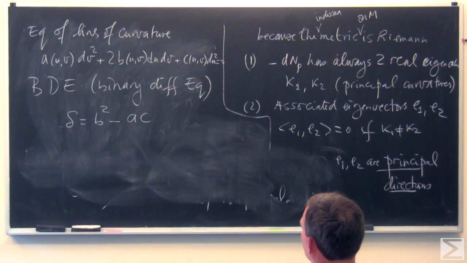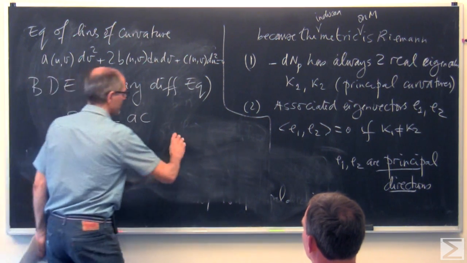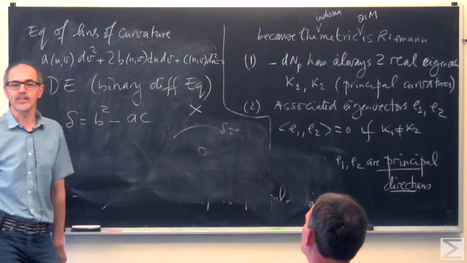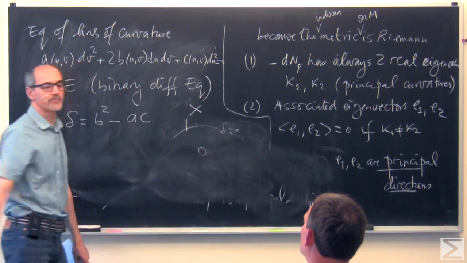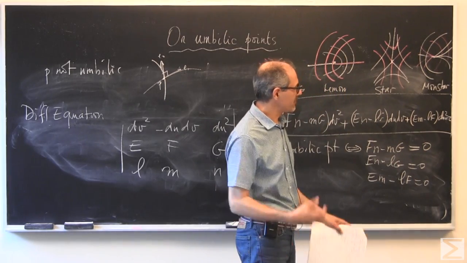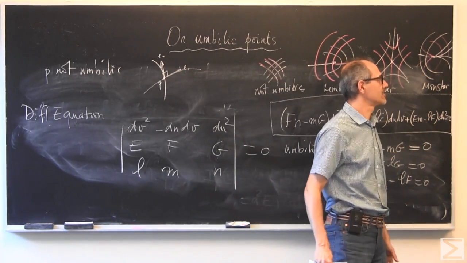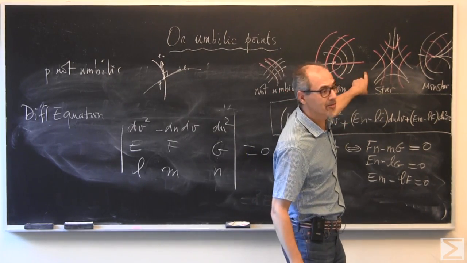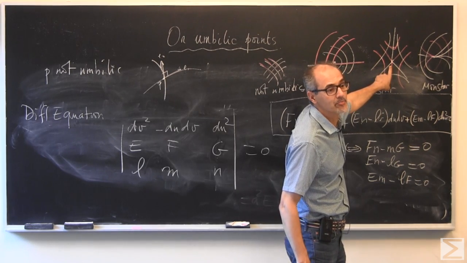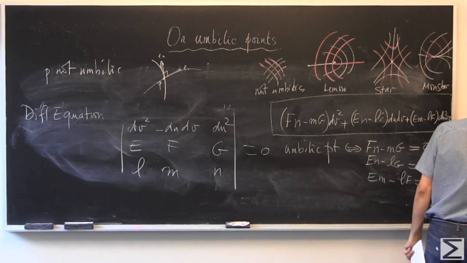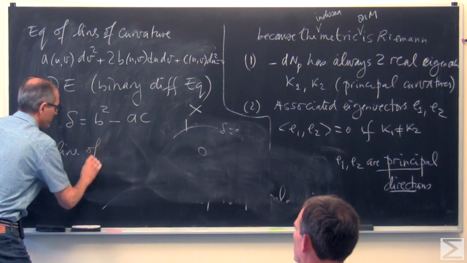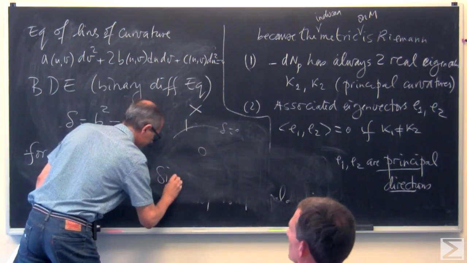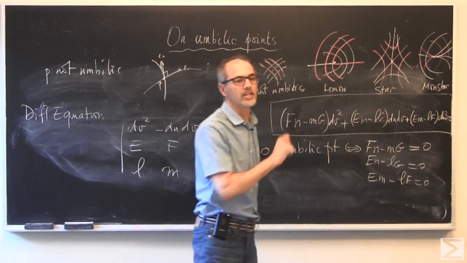So what's happening away from the discriminant? Away from the discriminant, you can have either two solutions or nothing. On the discriminant, delta equal to zero, you have a unique solution. These two come together. Okay? So a key feature of a binary differential equation is the discriminant. And it happens that for the equation of the lines of curvature, the discriminant is an isolated point. For the lines of principal curvature, delta has an A1 plus singularity. So it's an isolated point.